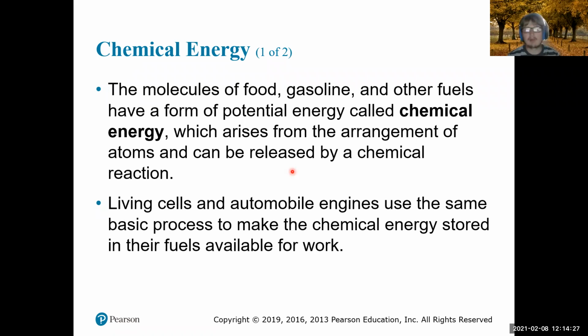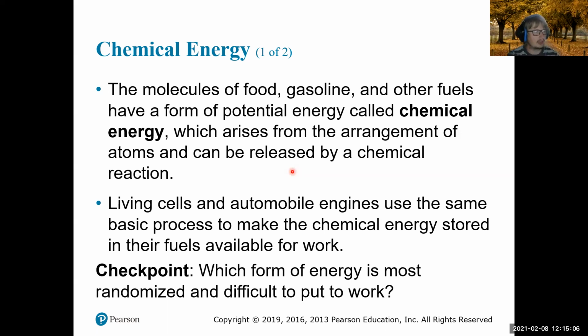And so molecules can have potential energy, just like the person standing on the diving board has potential energy. And we refer to this as chemical energy. And chemical energy comes from the arrangement of atoms and the bonds that are associated with those atoms. So living cells and automobile engines basically use a similar process to convert chemical energy into energy that will be turned into work.